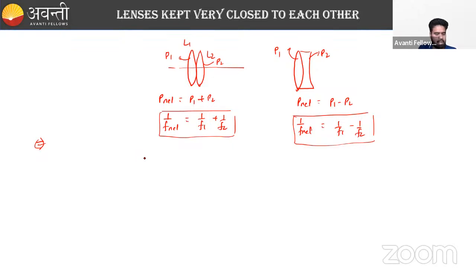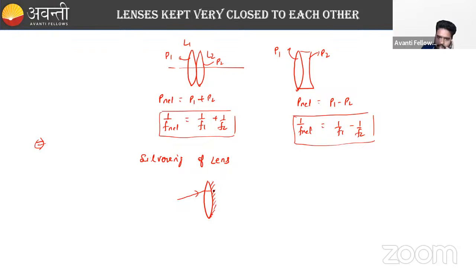Another concept is the silvering of lens. What is the silvering of lens? Sometimes we silver one surface of the lens. Suppose this is our convex lens, and we silver this surface of the lens. If a ray is coming in this direction, firstly refraction will occur, and after refraction the ray strikes this surface.